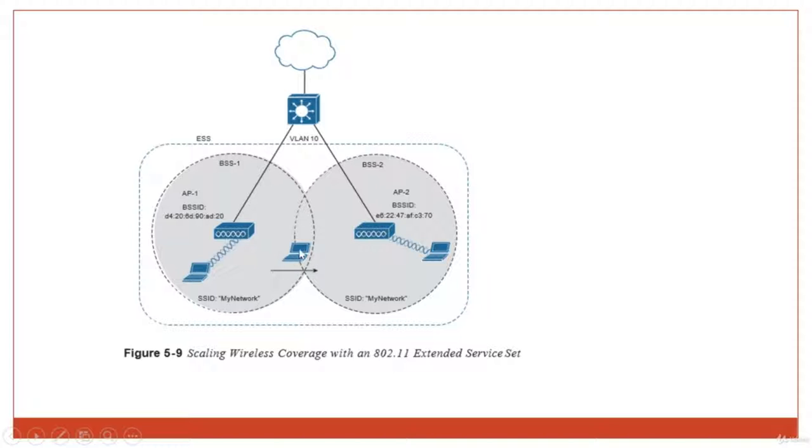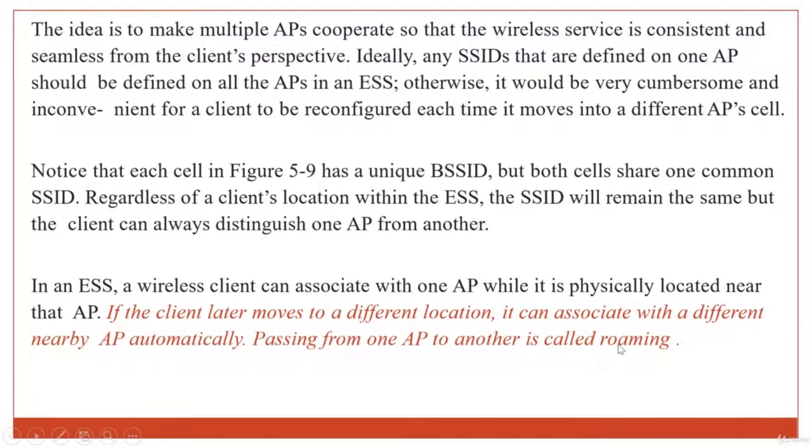Now, if I have one user here who is associating with one of the APs, and then he goes to the other AP and associates with that AP, at that time that concept is termed as roaming. So the user is roaming across the network, and throughout, he may have different APs, correct? You can see that it has different APs, but they are part of the same network. So that concept is nothing but roaming. All right, so let's stop here. We have covered the basics of wireless LAN so far.